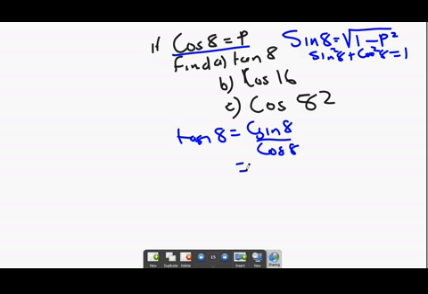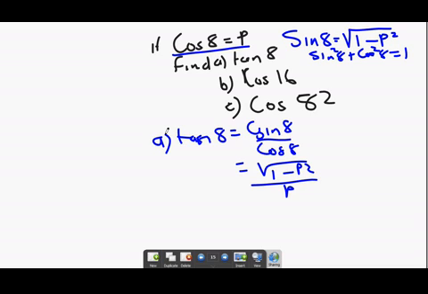So sine 8, I know it's the square root of 1 minus p squared, but cos 8 is just p, and then I'm done. I now have expressed tan 8 in terms of p. Now let's go to the next one very quickly.